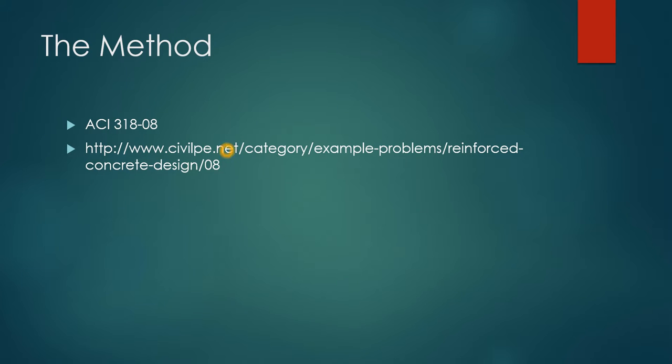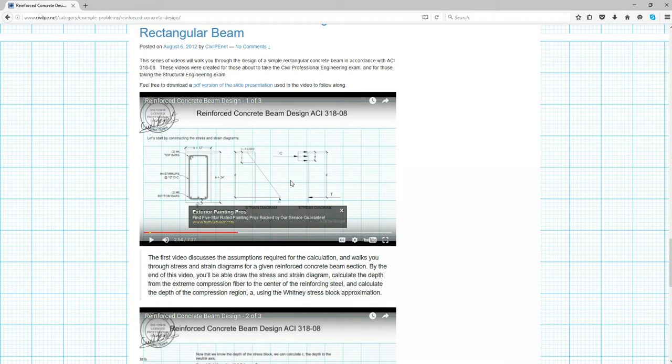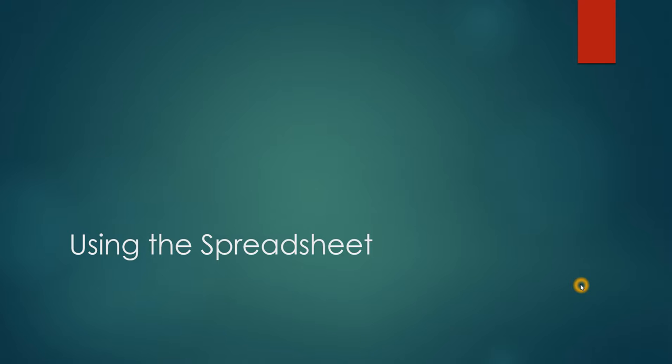There is a three-part presentation at civilpe.net, and I'll go find that for you. It's a series of videos that walks you through step by step of doing the concrete beam design for rectangular and T-beams. So now let's open up the spreadsheet and take a walk through.